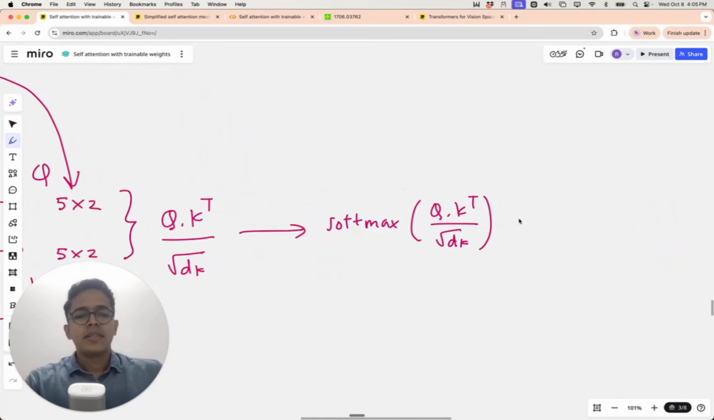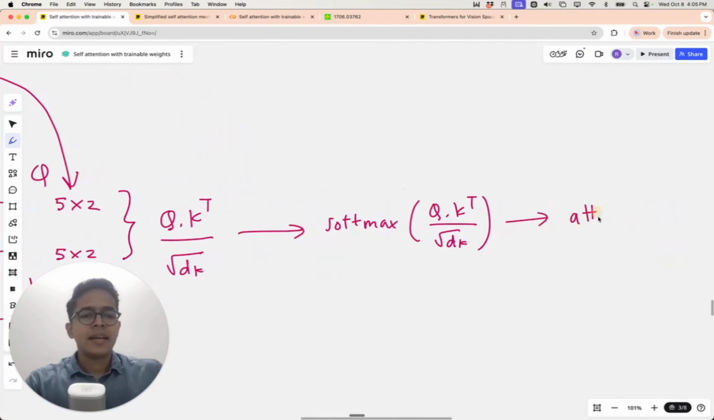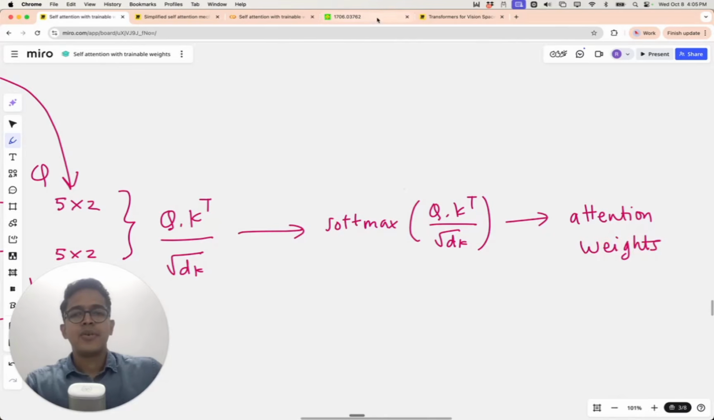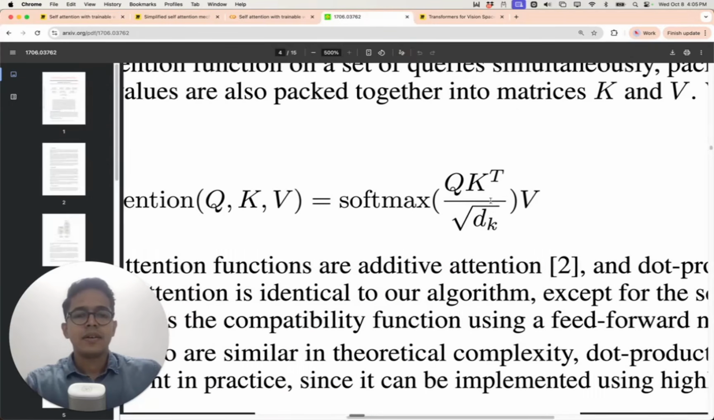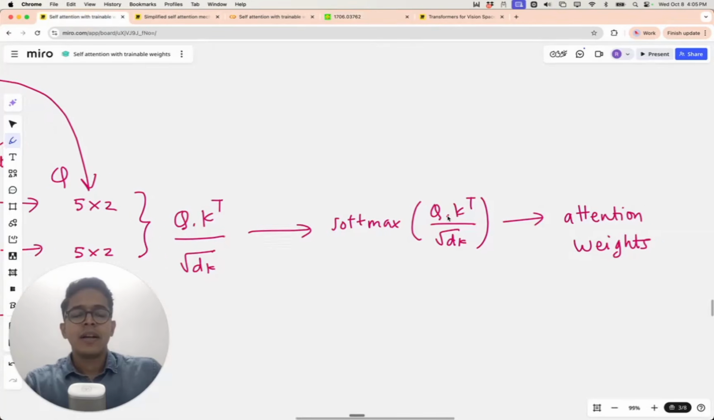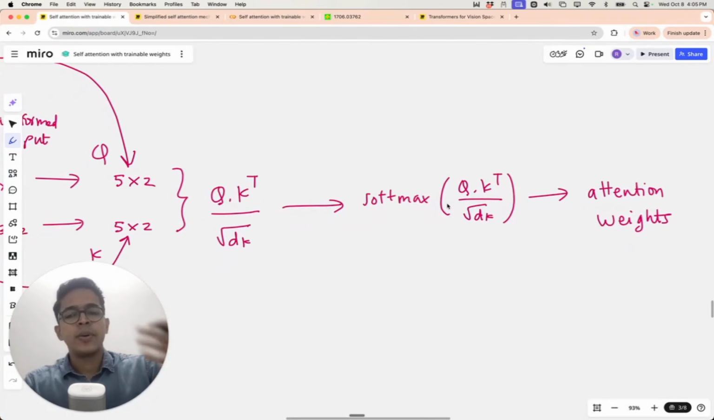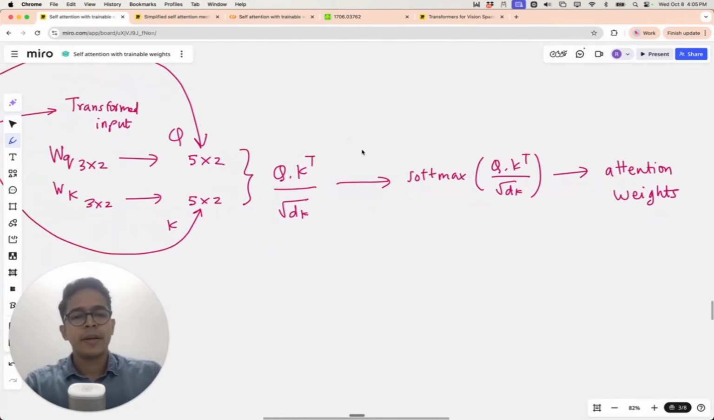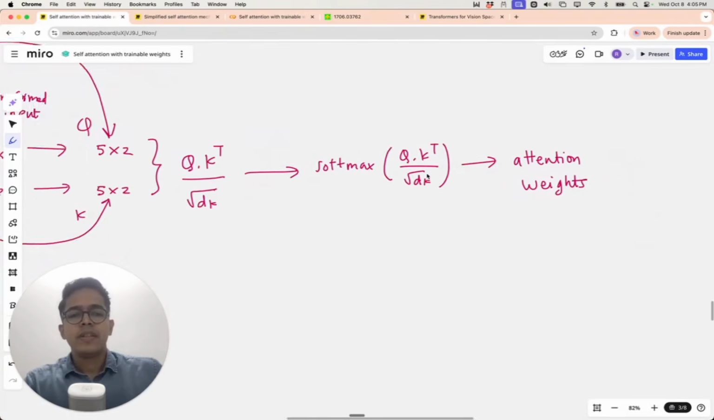And what does this give us? This gives us attention weights. And if you go to the paper, that is exactly what you have in the bracket, in the softmax here. So softmax of Q times key transpose divided by square root of the dimensionality of the key space. Now comes the value. So I hope you are now able to make better sense of the equation presented in the Attention Is All You Need paper. Now what do we do with these attention weights?